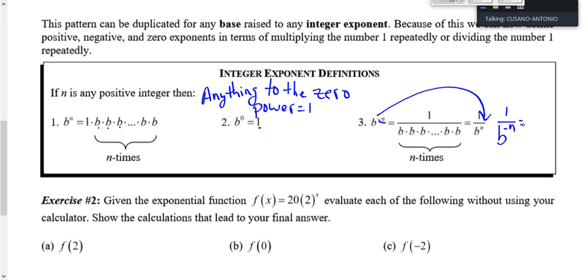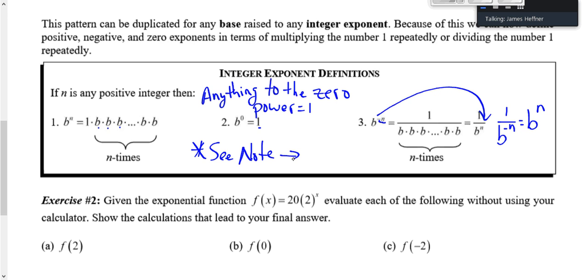Just move the b up to the top and the 1 to the bottom, right? Just b to the positive n, right? I was going to do it. The 0 power thing. Let's do this. Let me improvise a little bit.